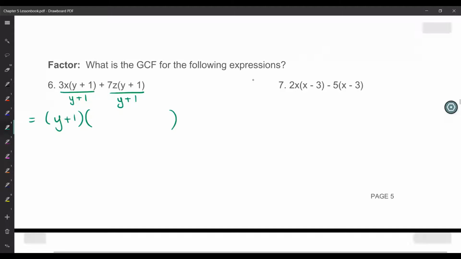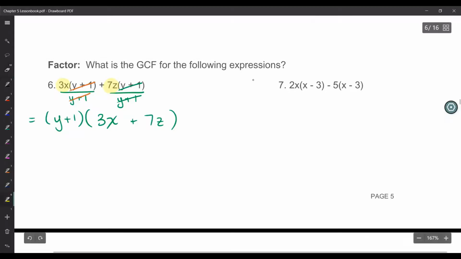Well, when I divide this out, these will be gone, and all that will be left is 3x, because I took the y plus 1 out of that term. So I'll be left with 3x. These will also be removed. So in the second term, I'll just be left with plus 7z. So we're just taking out that common part and writing what's left after we've taken that out from both of the terms in a set of brackets there.